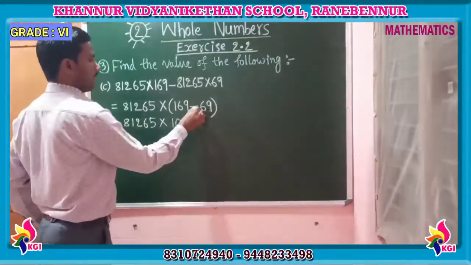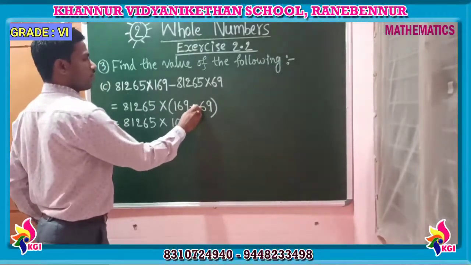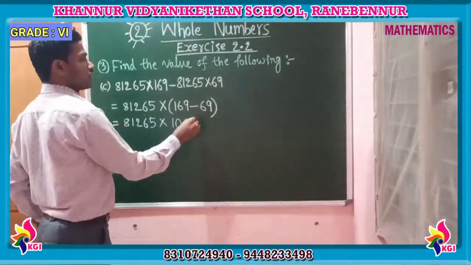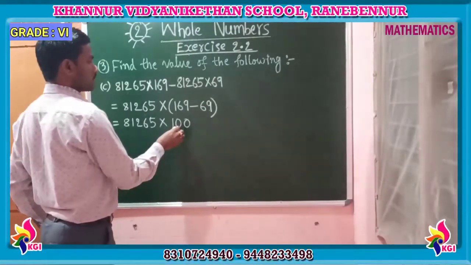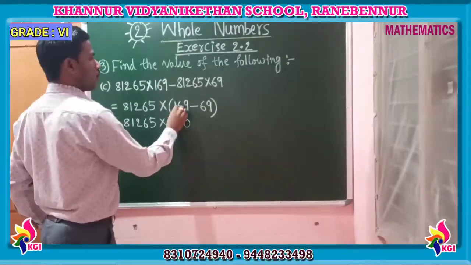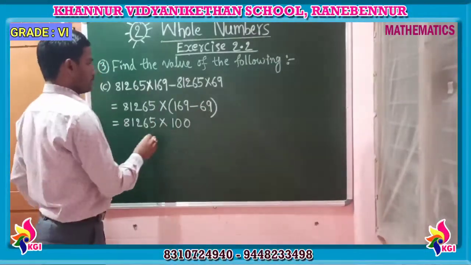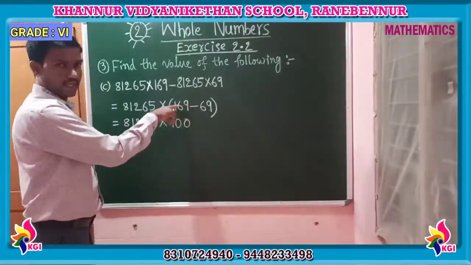Correct? 9 minus 9 is 0, 6 minus 6 is 0, and here 0 minus 1, or 1 minus 0. Is 0 minus 1 possible? No. Yes, my dear children. 9 minus 9 is 0, 6 minus 6 is 0, and 1 minus 0 is 1. That's why 169 minus 69 is 100.